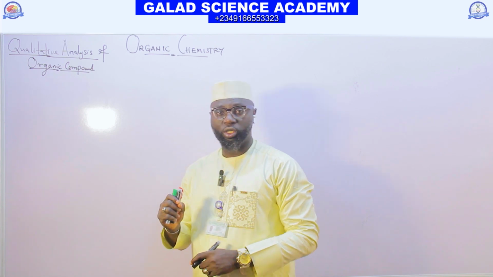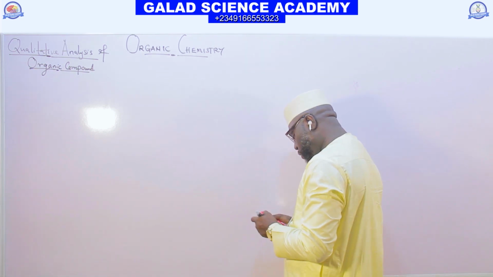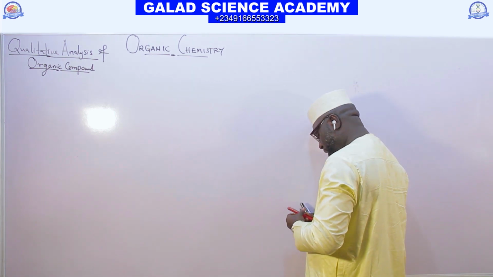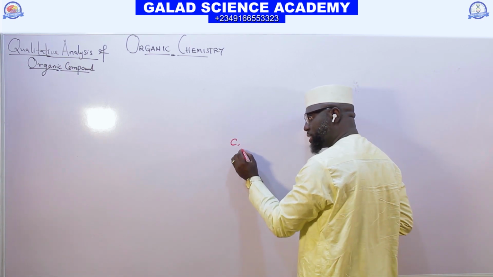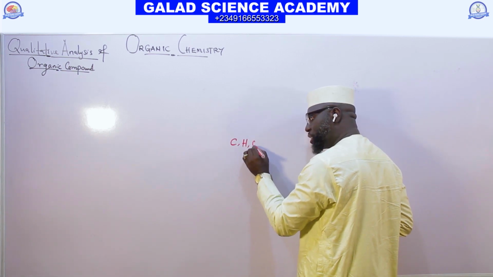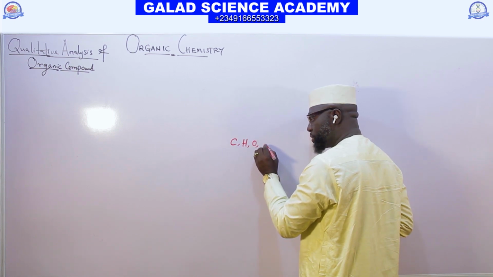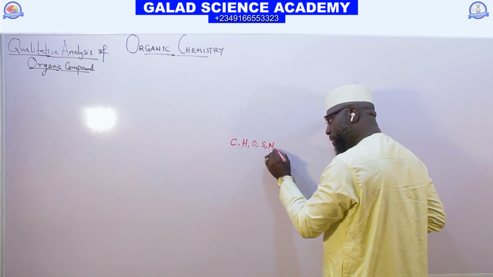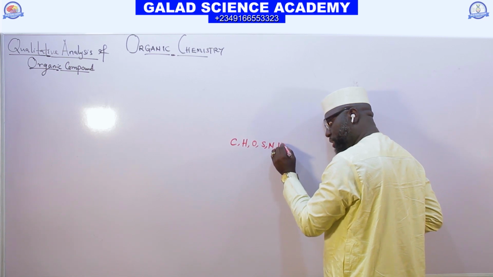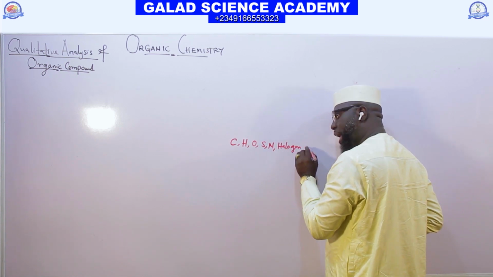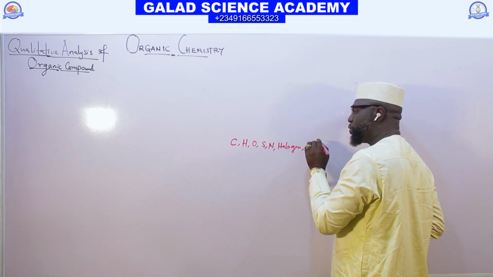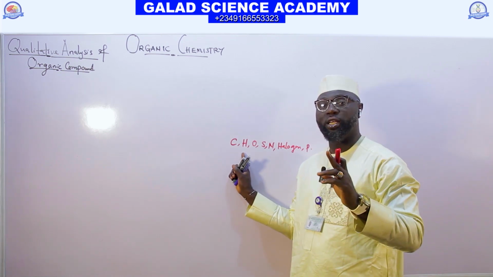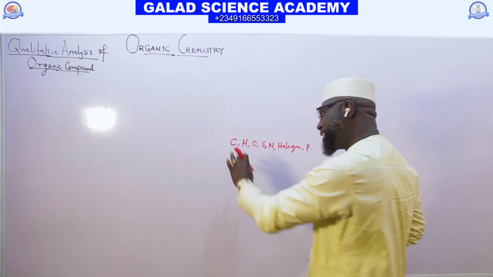As we all know, organic compounds are assumed to contain carbon, hydrogen, oxygen, sulfur, nitrogen, halogen. At times, you can have phosphorus. But majorly, all organic compounds contain hydrogen and carbon.